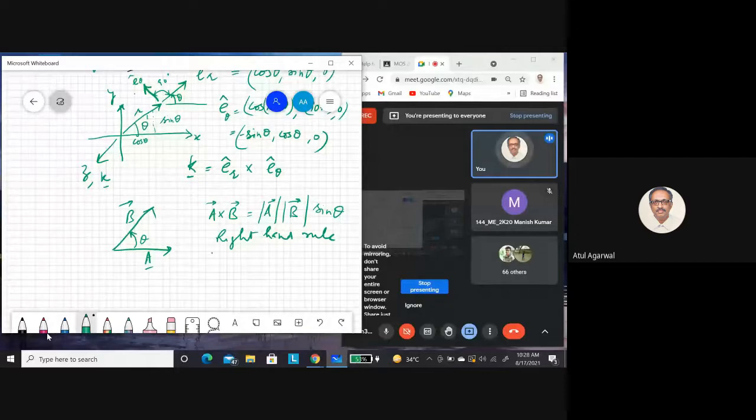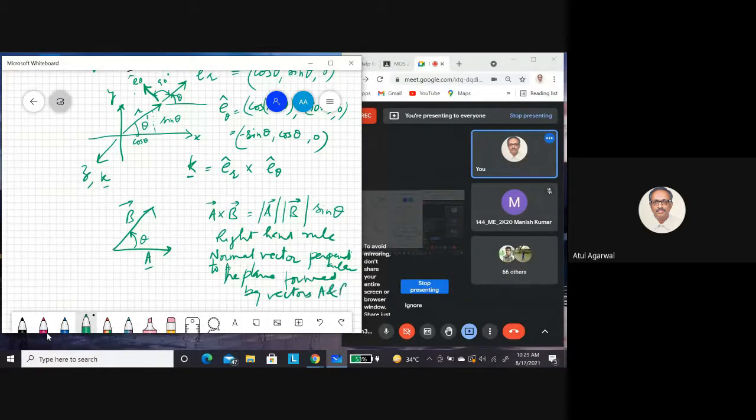So you get a normal vector perpendicular to the plane formed by vectors A and B. These two vectors form a plane, and the vector will be perpendicular to that plane. You call that vector, unit vector, as n, and this is the magnitude of the vector.